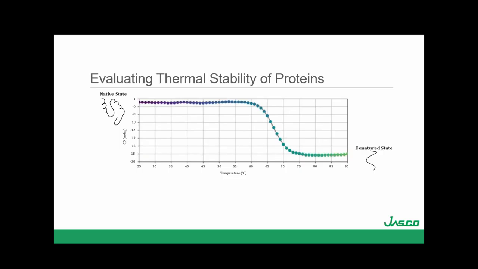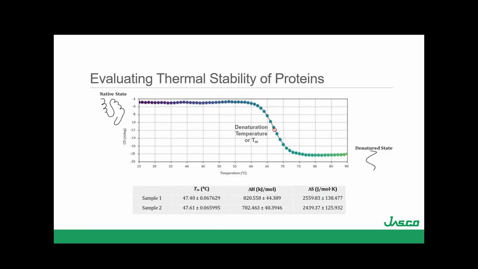So let's look at this in a different way. We could get the TM, or the denaturation temperature, so software can calculate that. But in addition, our software also lets you calculate other thermodynamic parameters, such as delta H, delta S, and delta G.